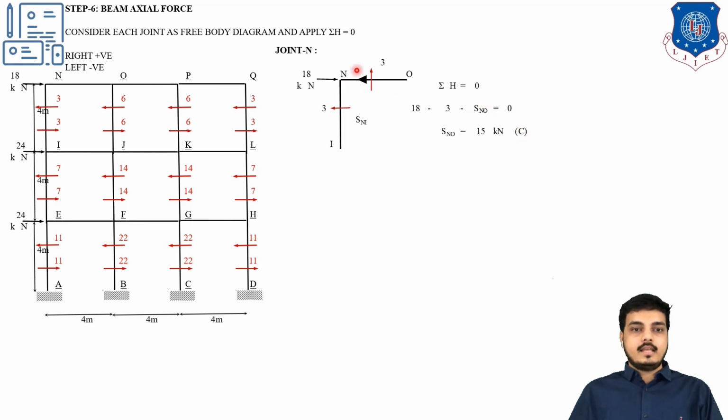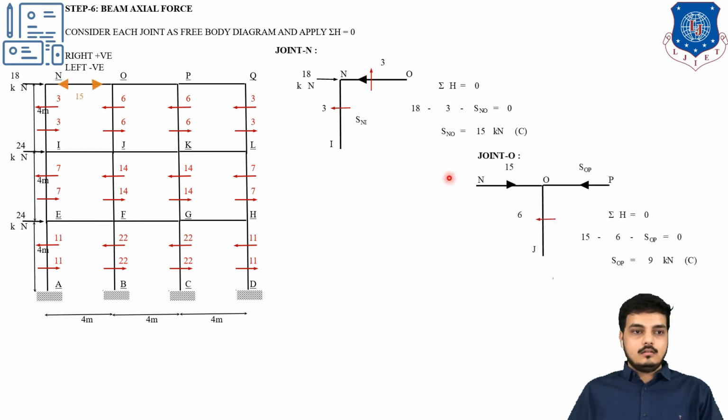So why have I assumed this S_NO is towards the joint, or say towards the left direction? Because you can see both the forces, this one is the highest one, so it is going in the right side direction. So I have assumed this one as a left side direction. You have to keep this in mind while solving the example, in which direction it needs to be assumed.